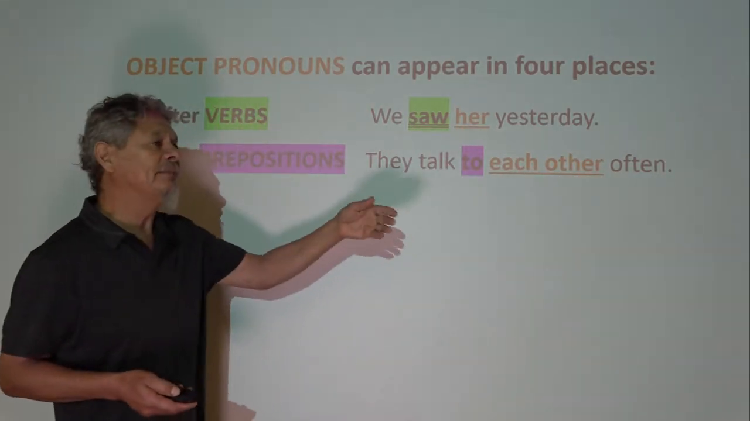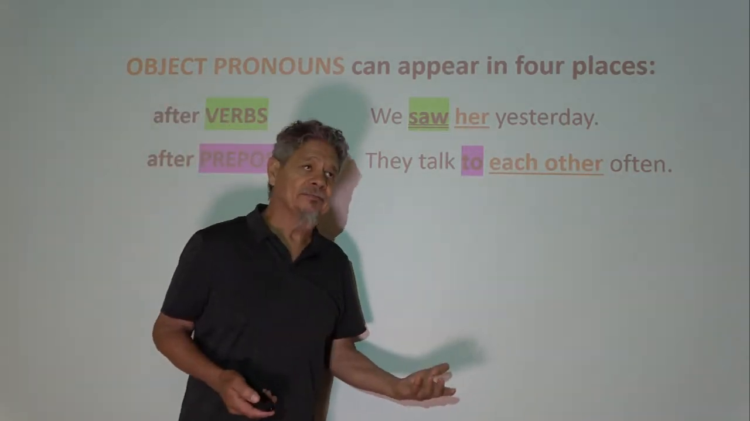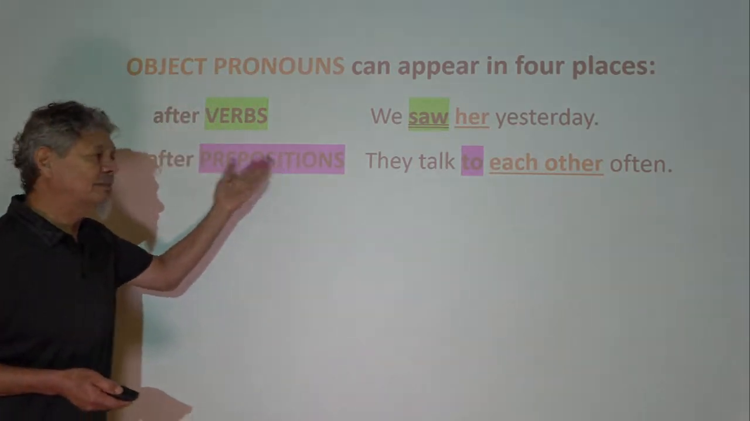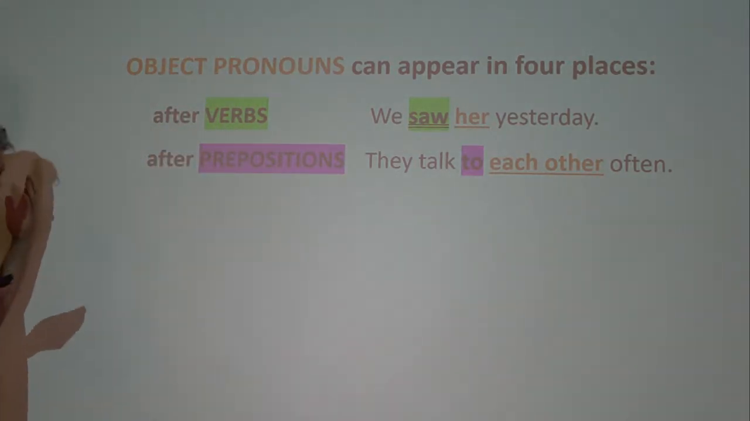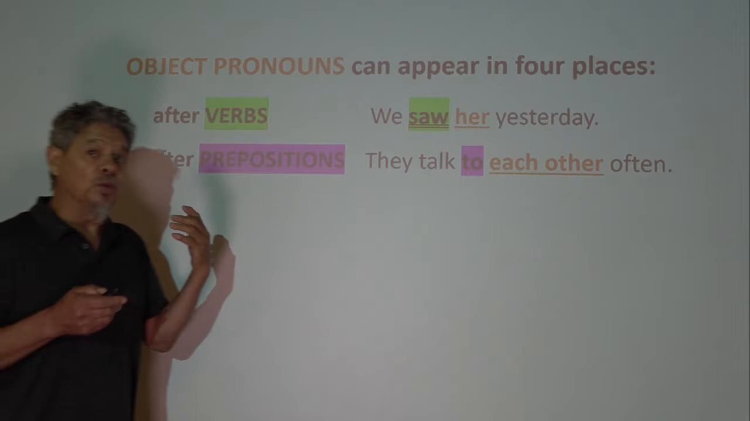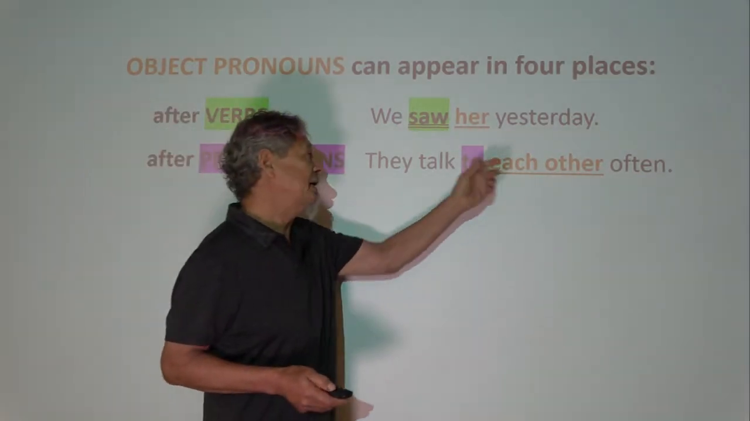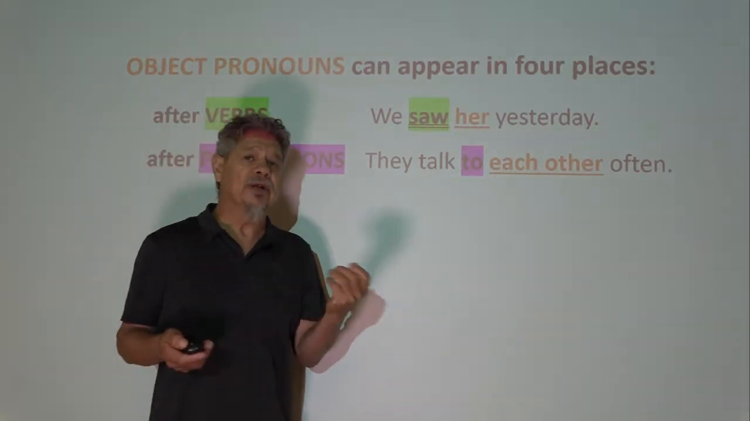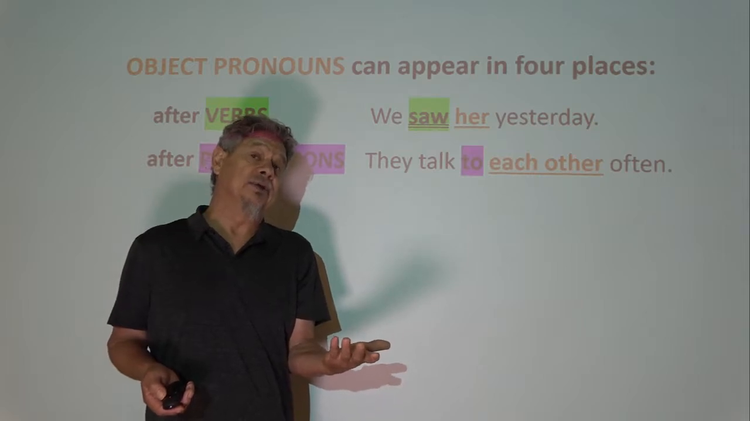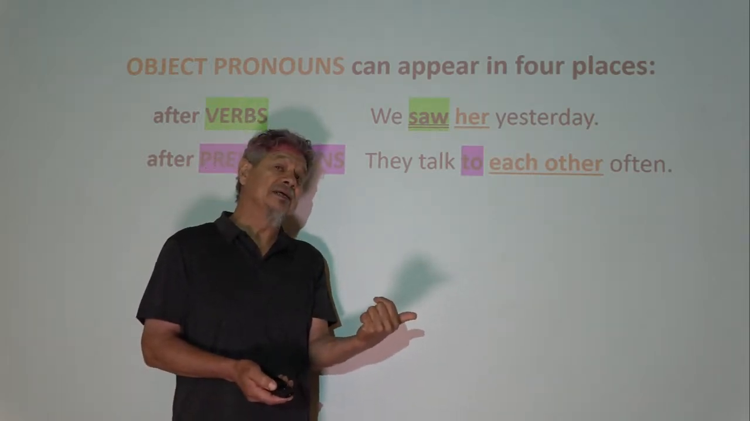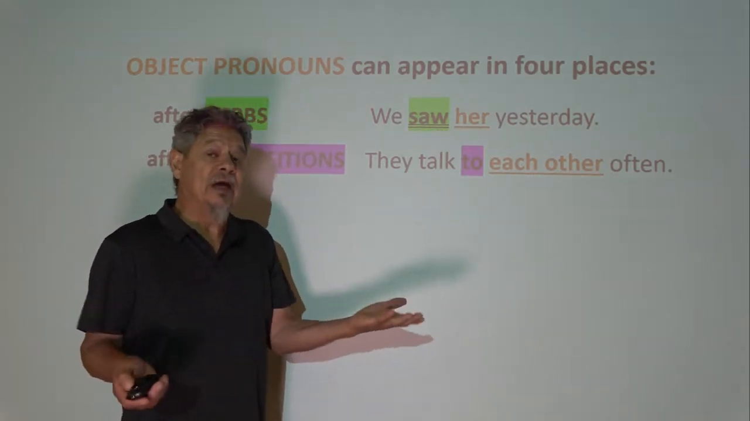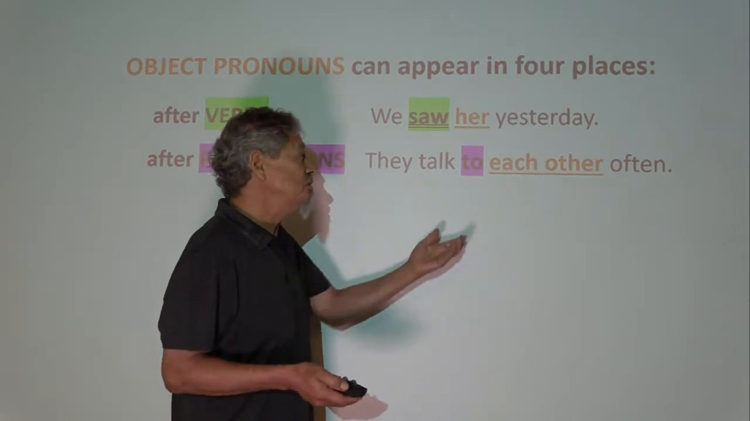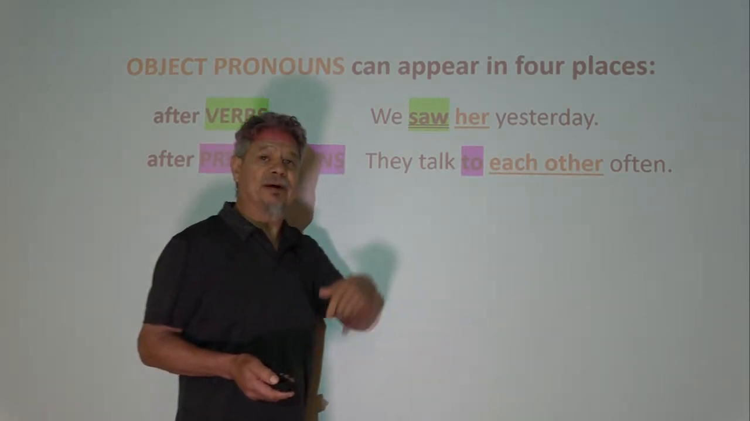They talk to them. They talk to one another. After prepositions, we use object pronouns. We do not use subject pronouns. We do not say they talk to they. No. They talk to we. They talk to he. That would be incorrect. We use object pronouns after a preposition.